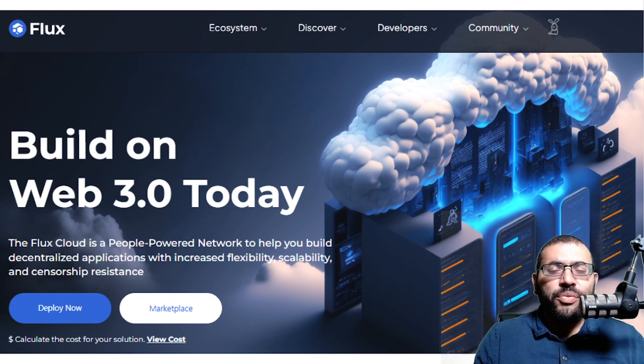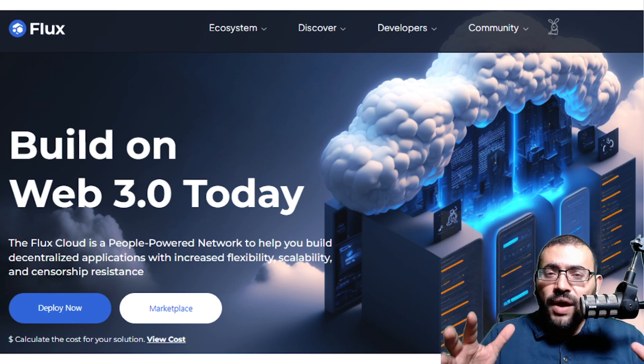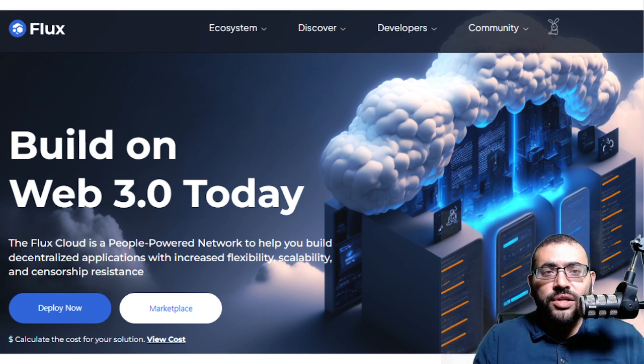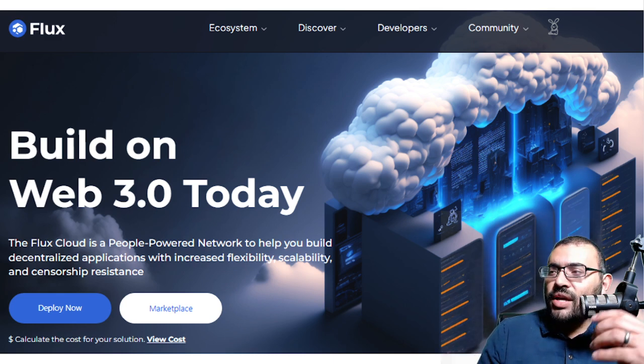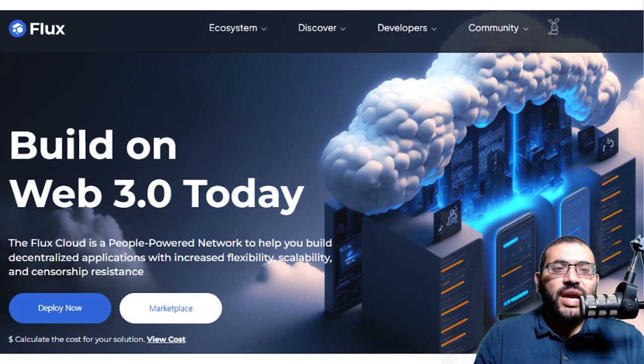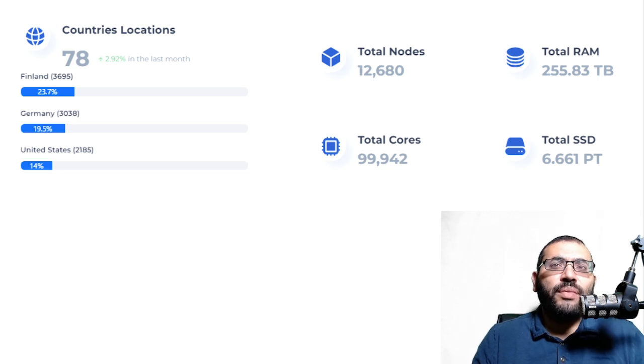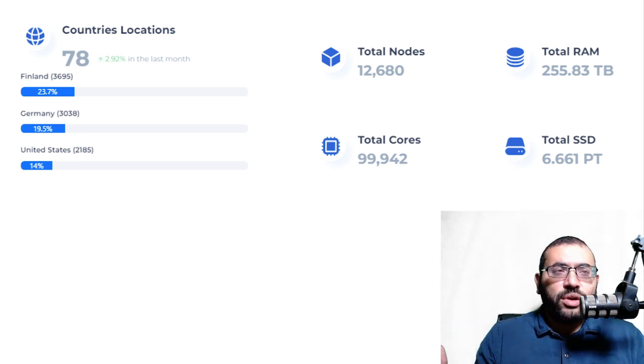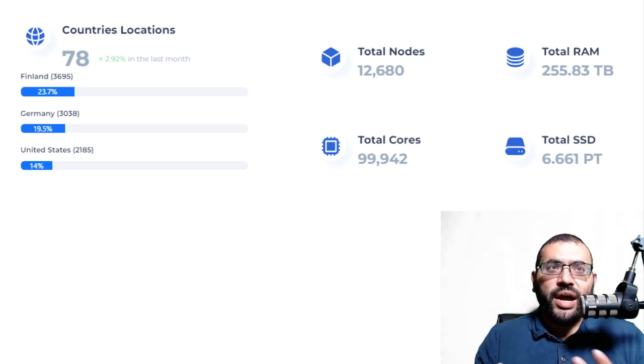Build on Web3 today. You can see that there's a lot of utilization of Flux. You can just find this on their website. So the Flux Cloud, a people-powered network to help you build decentralized applications with increased flexibility, scalability, and censorship resistance. And so what is Flux about? I mean, this is the Render comparison that a lot of people are going to highlight.